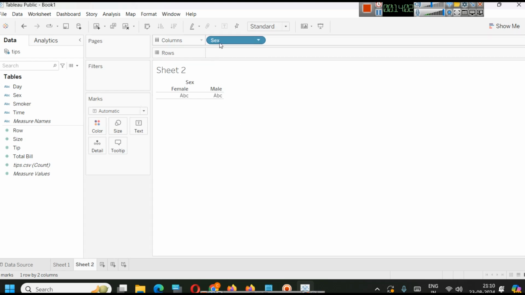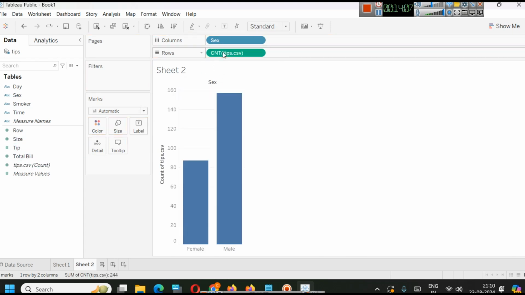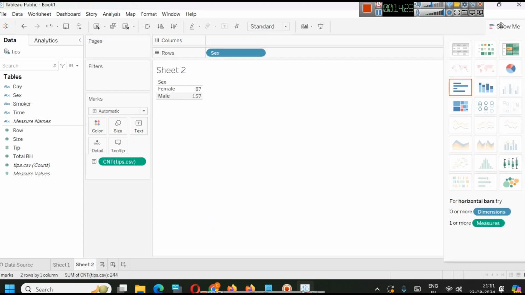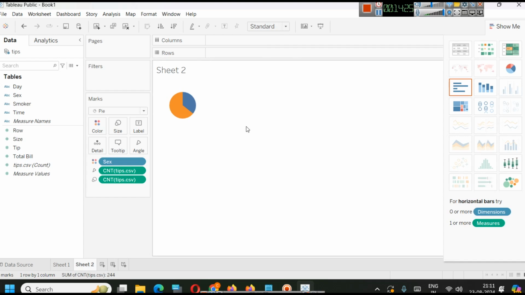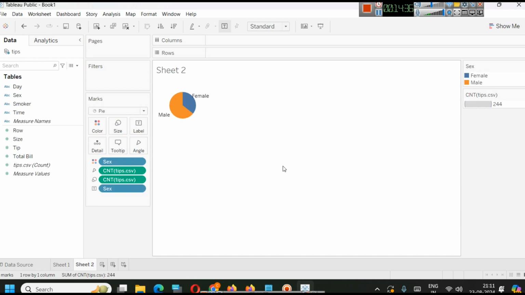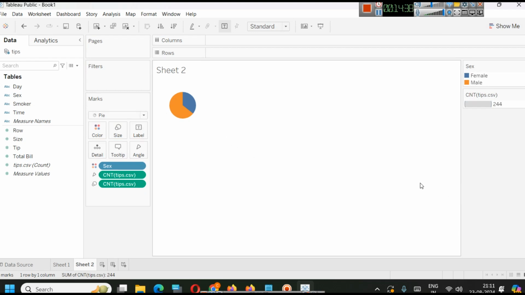Okay. So we have added our dimension here, and we can add the count measure here. So you can see that out of 244, 157 were male and 87 were female. You can change it to text, you can change it to pie, whatever you want to do. In pie, if you want to add more details to your graph, you can simply drag label here, which shows ratio here.